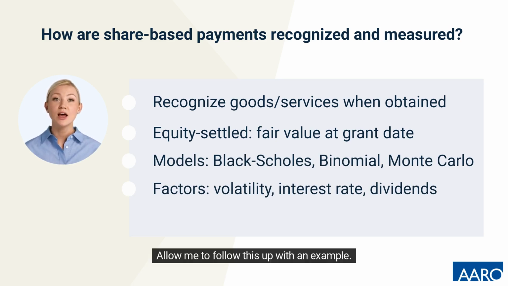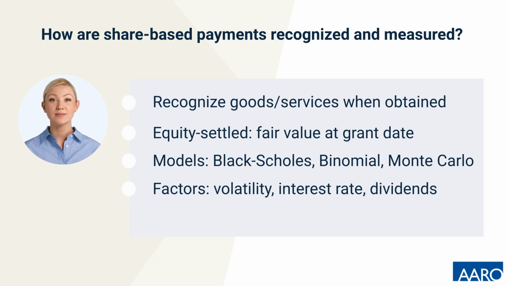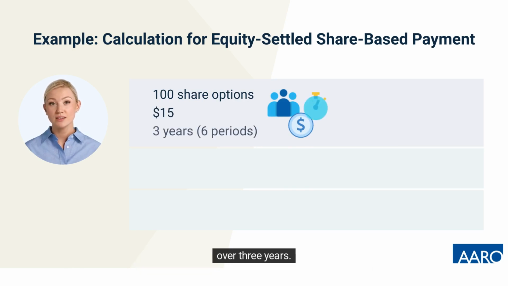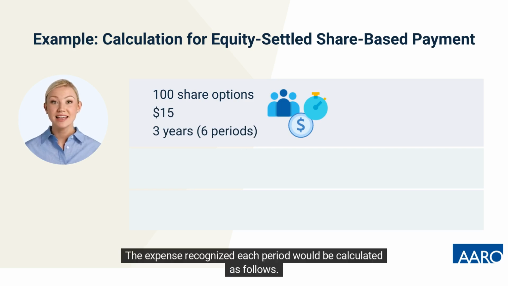Allow me to follow this up with an example. Suppose a company grants 100 share options to its employees, with each option valued at $15, vesting over 3 years. The company expects all options to vest. The expense recognized each period would be calculated as follows.